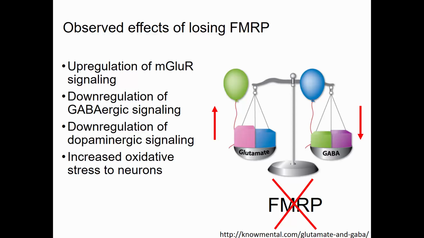So this is one explanation of why the patients have increased sensitivity to seizure, for example. There's also downregulation of dopaminergic signaling, as well as increased oxidative stress to neurons. This upregulation of mGluR signaling is the prominent, leading hypothesis of Fragile X syndrome. So we'll go through this.